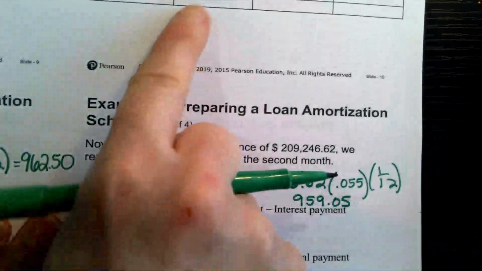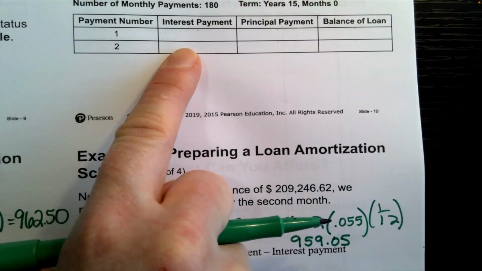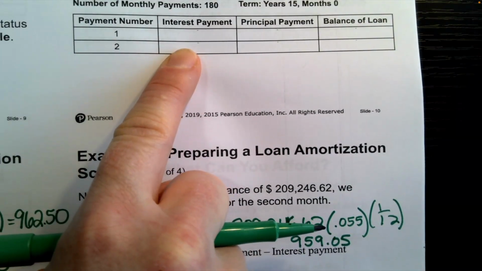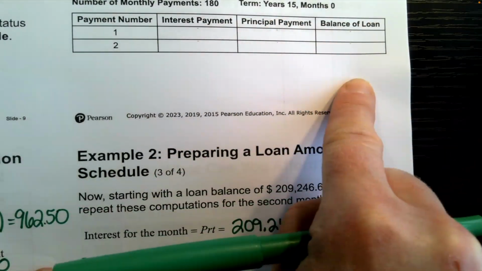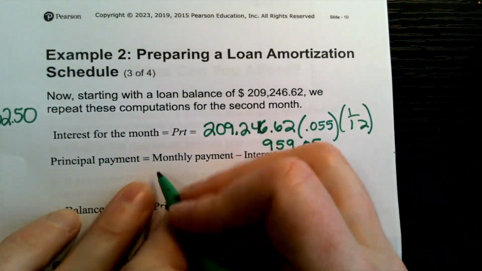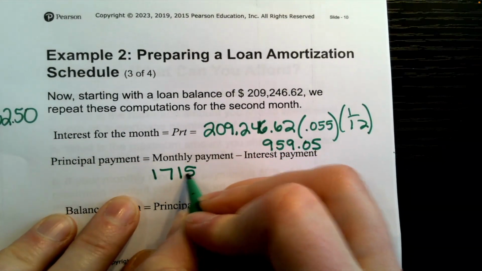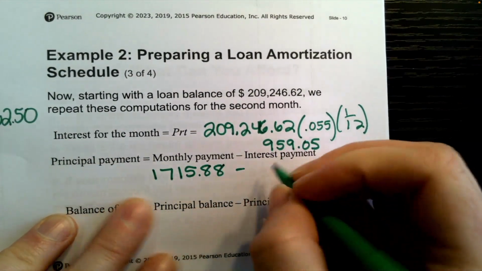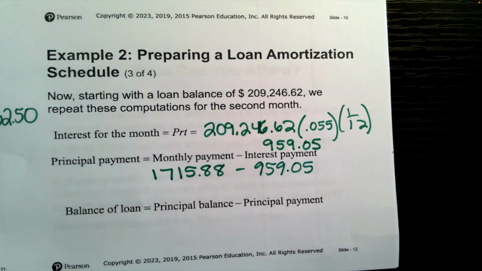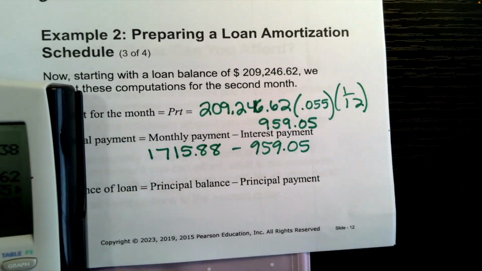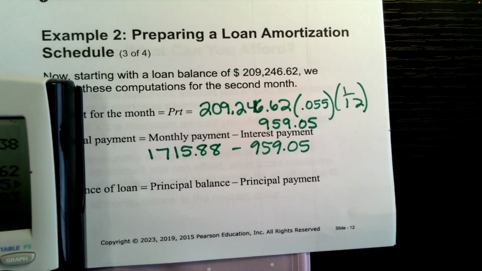So remember how I was saying your interest payment's going to go down. You're not going to be paying as much interest as you pay toward the principal. Principal is going to go up. Balance is going to go down. So the monthly payment is still the same amount every single month because it's fixed. Then you subtract.